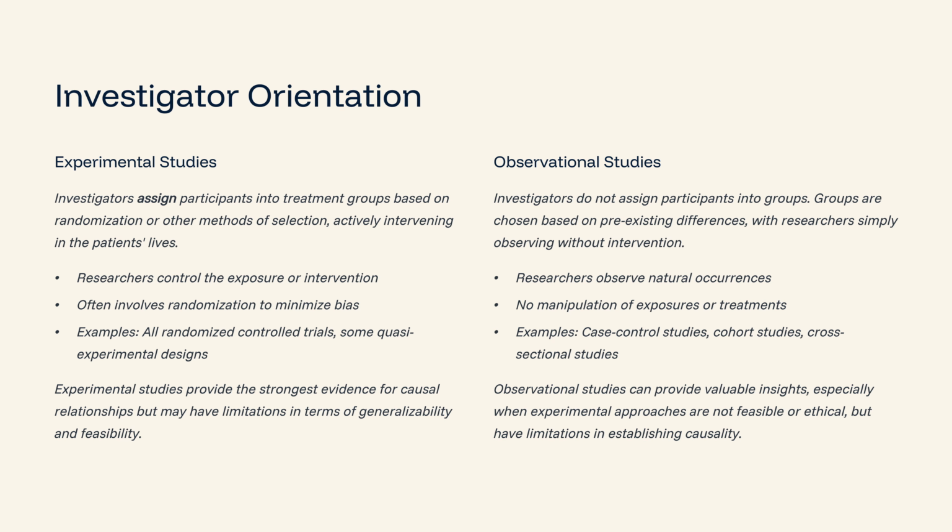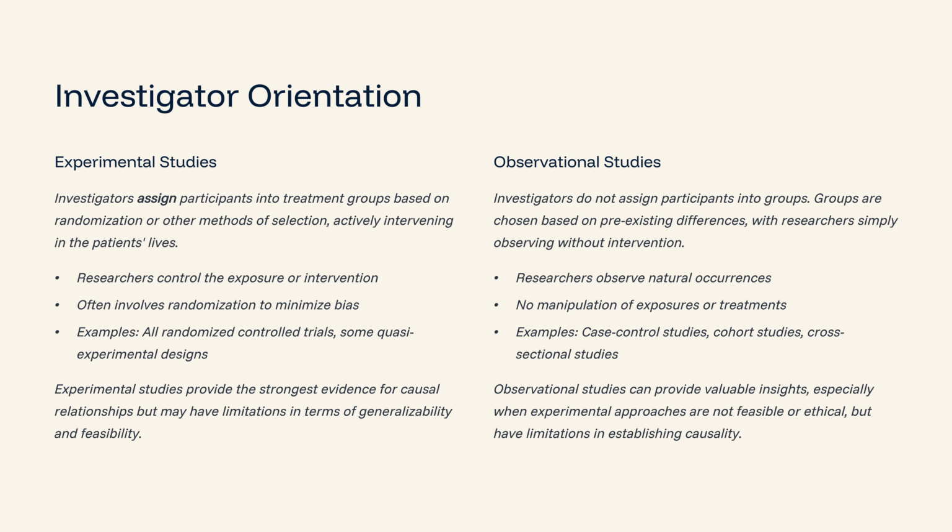Experimental, again, the investigators are intervening in the study. They're assigning participants to treatment groups based on randomization or whatever the method may be. And then they're watching what happens to these patients after they've intervened in their lives. So experimental: the researcher controls the exposure or intervention. The examples here are all randomized controlled trials and some quasi-experimental designs. And why do we do these? Because they're the strongest level of evidence that we can obtain, but they can have limitations that we always will have to think about, and we'll talk about in detail in future modules.